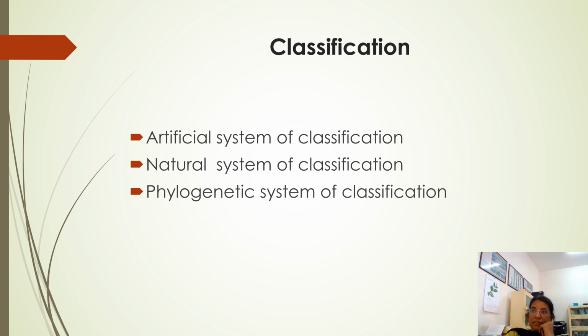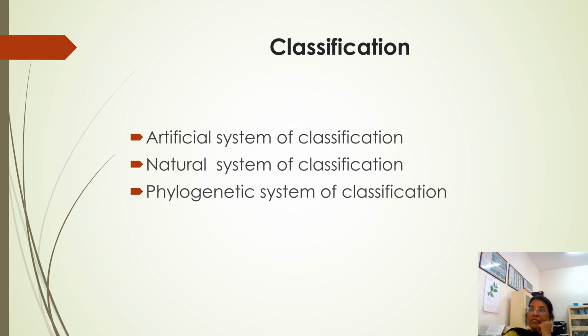Initially, it started as an artificial system of classification. This was the first type of classification, introduced by the Swedish botanist Carl von Linnaeus. He is known as the father of taxonomy. This classification is based on many superficial morphological characters.